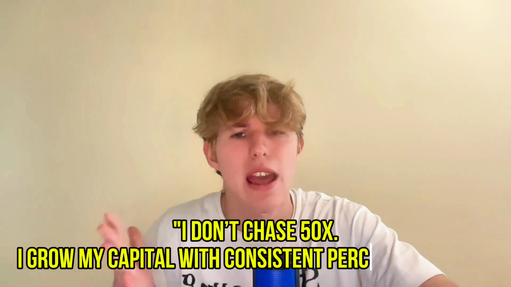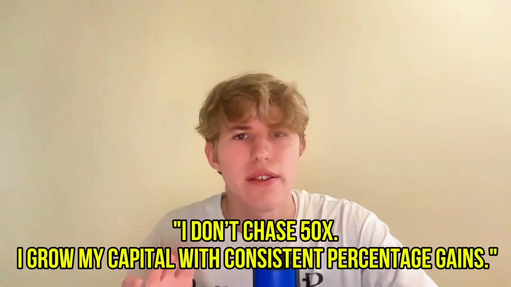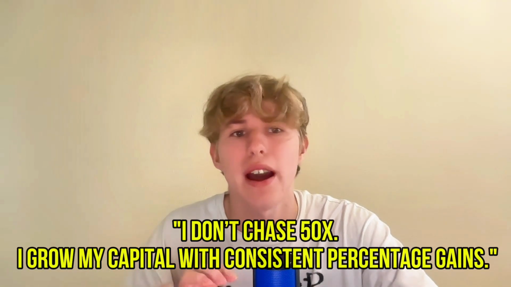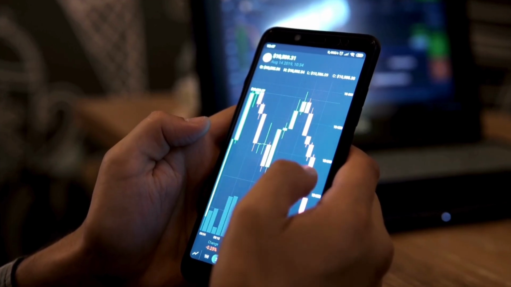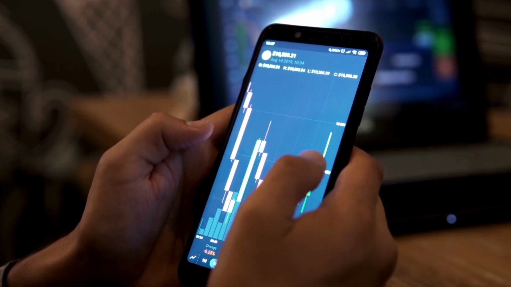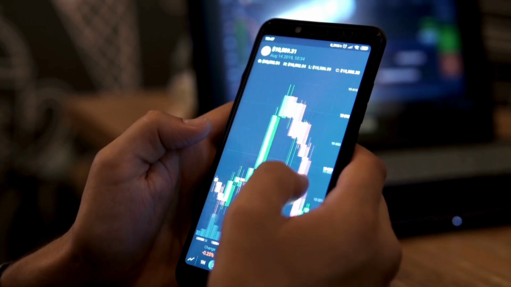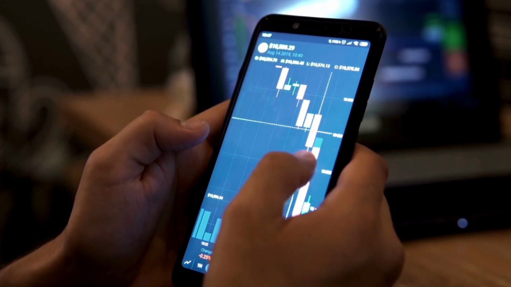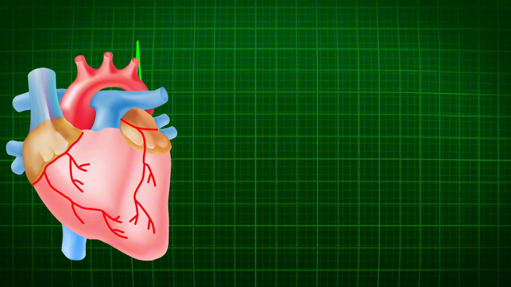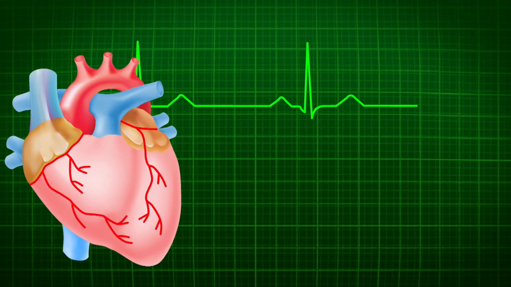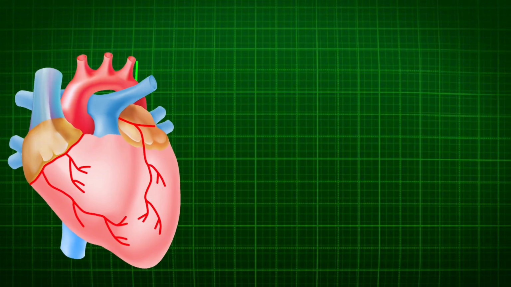And that fits perfectly with what the creator of the indicator said. I don't chase 50x, I grow my capital with consistent percentage gains. That one line describes the entire philosophy behind alts. It's not a tool for gambling, it's not made for hype, it's made for steady, disciplined growth, with a type of investing most people ignore because they are too focused on finding the next miracle pump. And that's exactly why I respect this system. In a market where emotions run everything, alts is one of the few tools that pulls back to logic, structure, and long-term thinking.